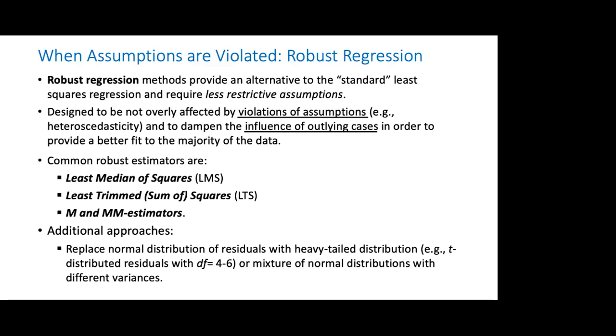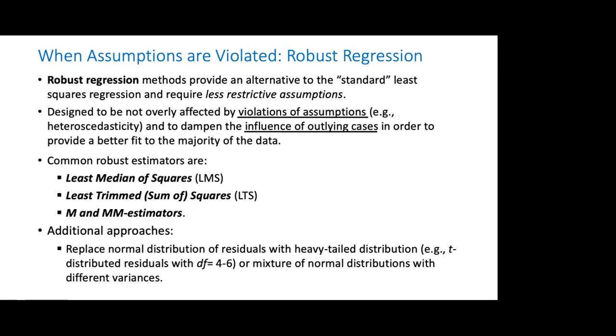Next week, I'll see. The most common robust regression estimators are the least median of squares, the least trimmed sum of squares, and the so-called M and MM estimators. The robust regression techniques are basically modifying the way that the regression model is estimated. Normally in ordinary least squares regression, you're trying to minimize the sum of the squared residuals, right? For example, least median of squares, instead of this sum of squared residuals, tries to minimize the median of the squared residuals, right?